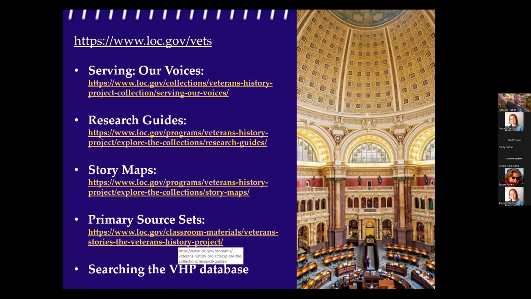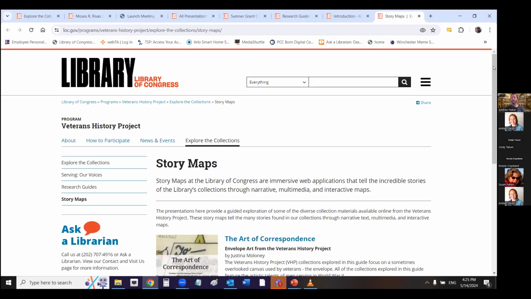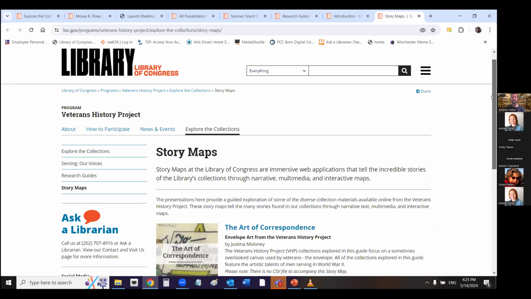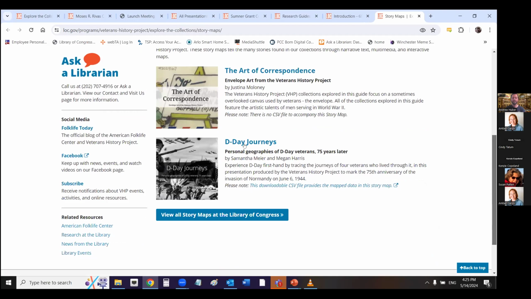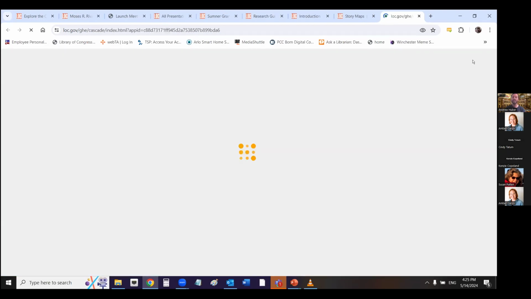In addition to the research guides, we also have story maps. These are just so cool. I love these. We have a couple research librarians on our staff, and sometimes we get our junior fellows to do these, but they put out one every couple of years. They are very resource and labor intensive, but the results are just phenomenal. So this one, for instance, D-Day Journeys, can be an entire lesson in and of itself. They are curated stories related to themes like D-Day, presented in a very attractive visual manner.